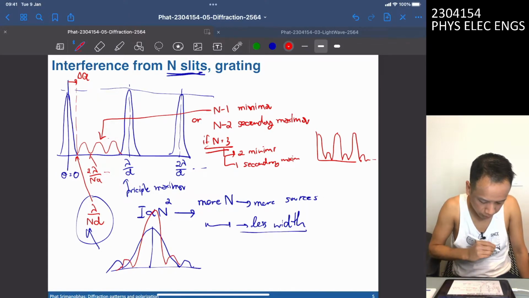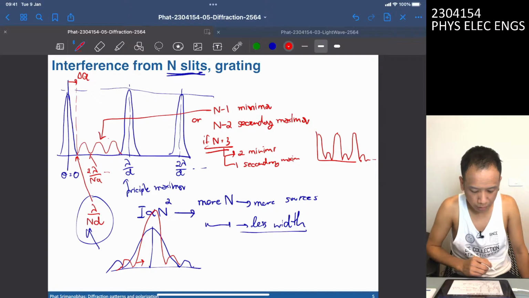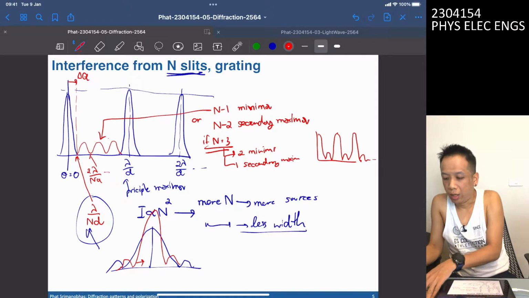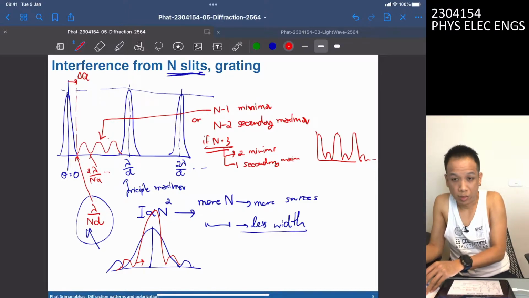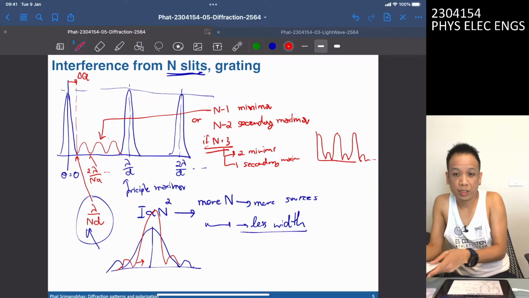And you're gonna have here. So the width is going to be reduced when you have a larger number of slits, okay? So that's why, to sum up, the intensity is going to depend on N squared, okay?